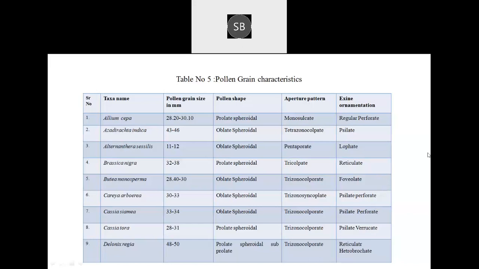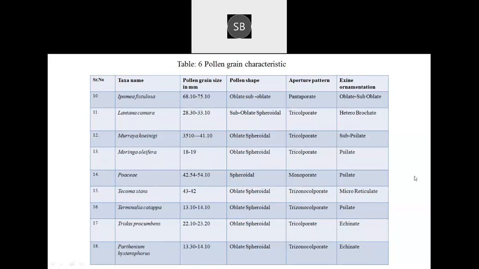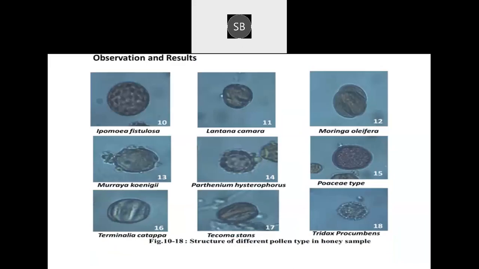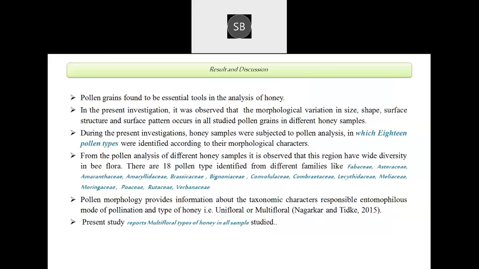Yes, ma'am. These are the pollen morphological characters of each taxa. Actually, these are the identifying characters through which one can find out to which plant the pollen grains belong. Next, ma'am. These were the photographs taken through a light microscope, and all the morphological observations were made based on these photographs. A total of 18 types of pollen grains were found. These are the total observations and results.